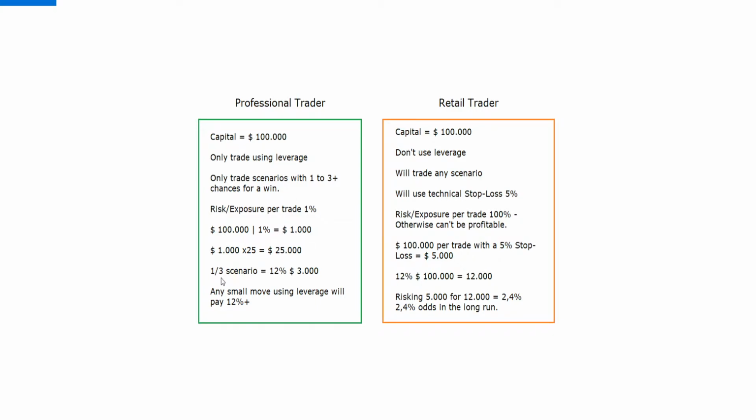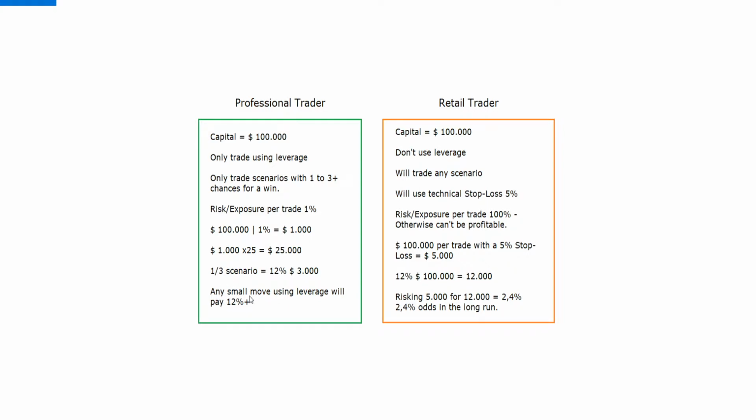So by trading 1 to 3 scenarios, 12% equals $3,000. So this would be like a 12% move in the market. Let's say XRP, we longed XRP using 25x or let's say 35x, and then we are going to make $3,000 on this move. Sometimes back in the day we made much more than this, but this is just one example for a specific scenario. Any small move using leverage will pay 12% plus.